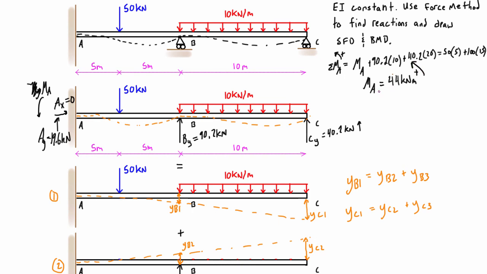All right, so that's going to wrap up part 2 of this video. Now we've found all the reactions. We found all 3 reactions at A, we found the reaction at B, and we found the reaction at C. Join me in the next video, and hopefully it's not as long. We're just going to draw the shear force diagram and bending moment diagram for this problem to wrap everything up.